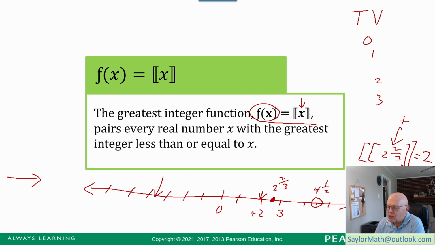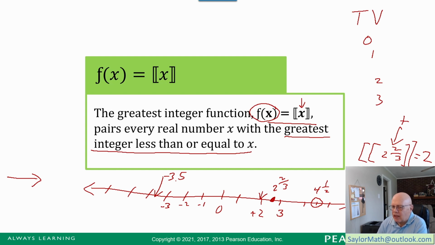So let's suppose this is -1, -2, -3. Let's take this point, let's say -3.5. Now we can't just chop off the 0.5 because the greatest integer says the greatest integer less than or equal to that.